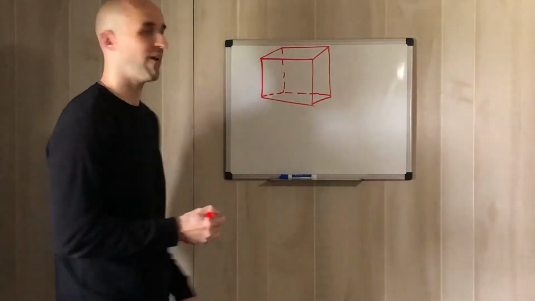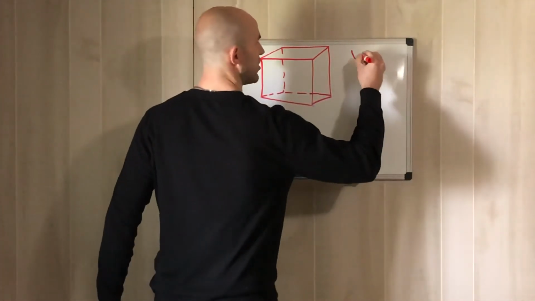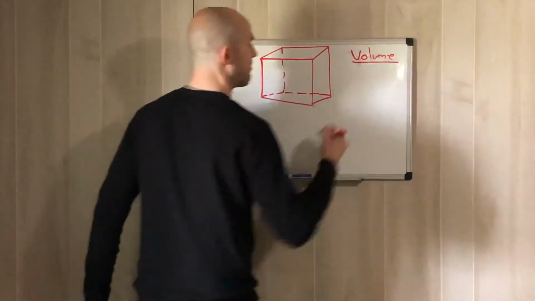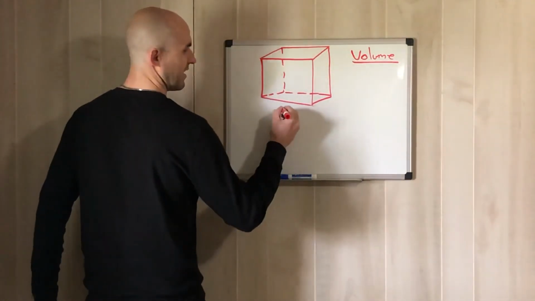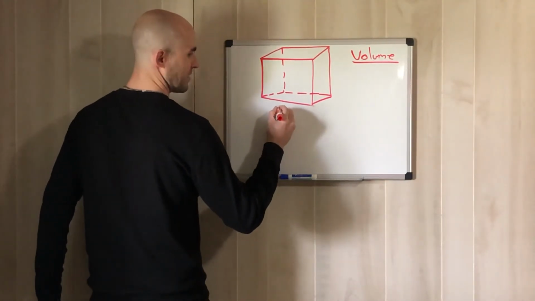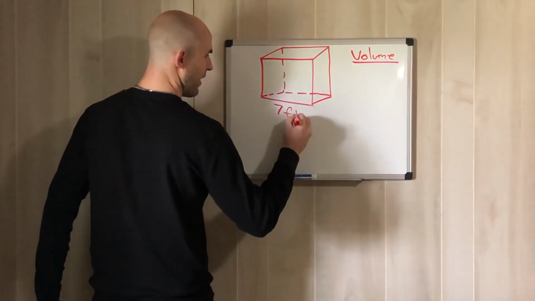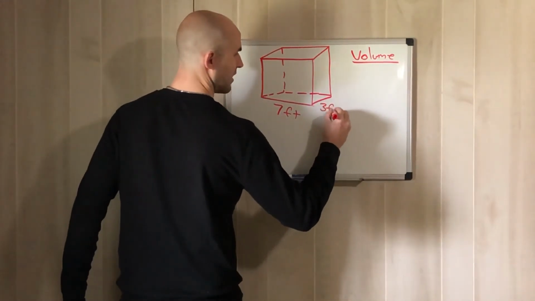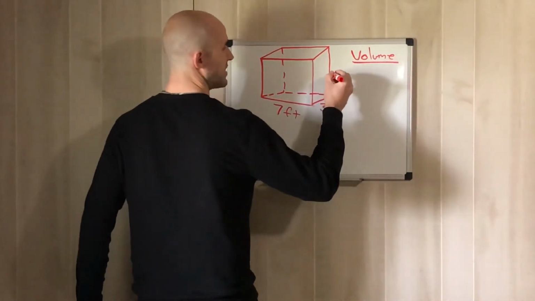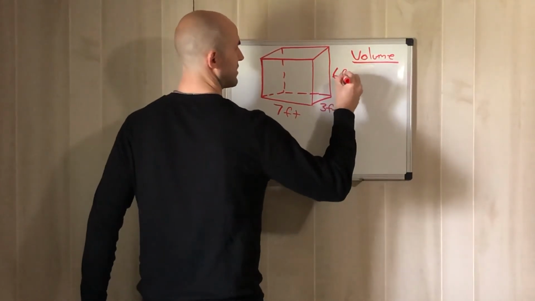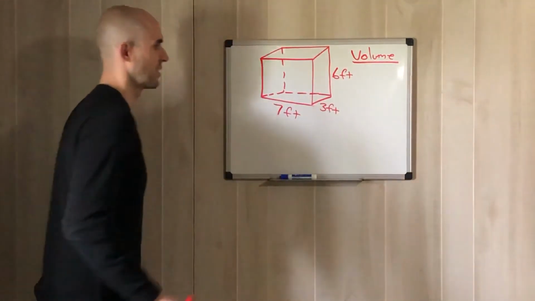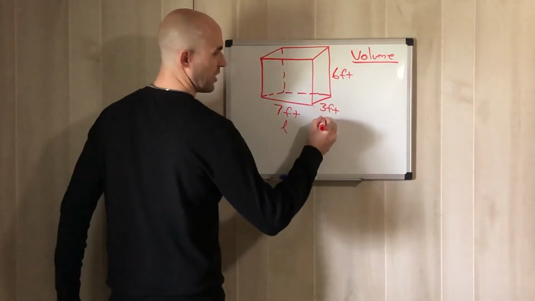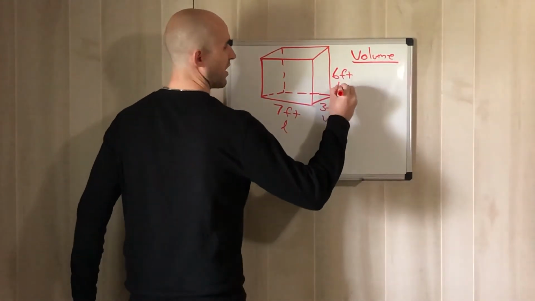Let's say I wanted you to find the volume of that prism. In order to find the volume of that prism, again, we need to know the dimensions. Let's say that the length is going to be 7 feet, the width is going to be 3 feet, and the height is going to end up being 6 feet. So we know that the length is 7, the width is 3, and the height is 6.